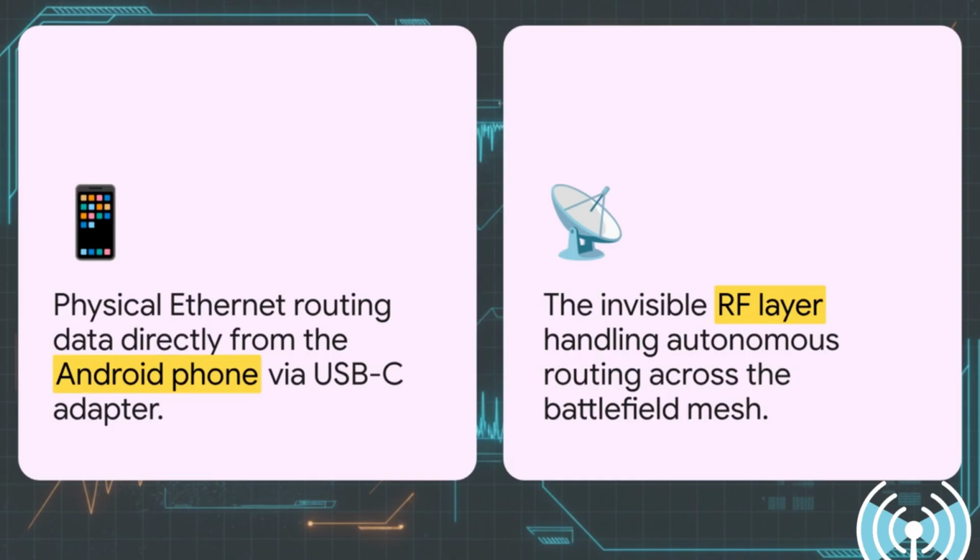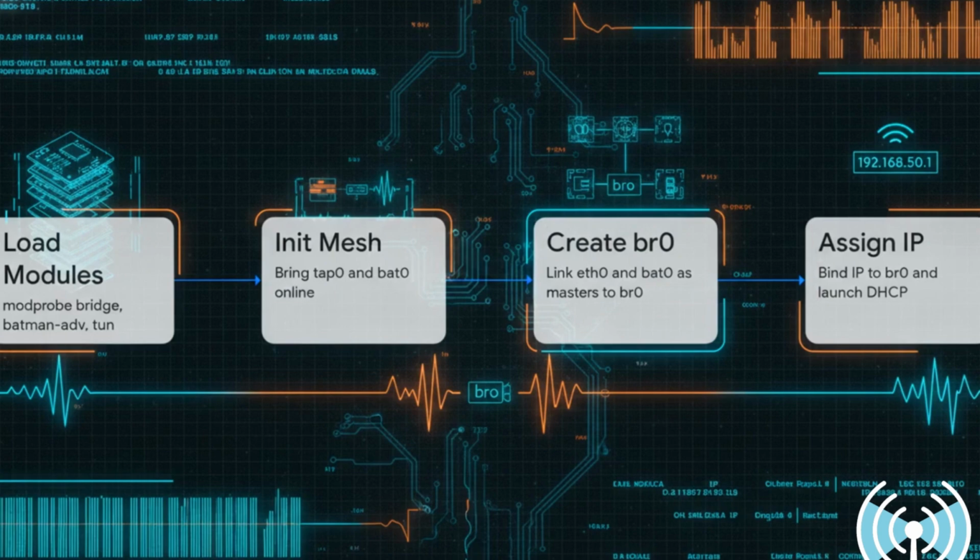Our goal here is to create a software bridge between these two distinct interfaces. We don't just want the phone talking to the board, we want it to become a fully integrated node on the entire mesh subnet. To build that bridge, you'll execute this exact 4-step sequence directly on the Zynq-7020 node. First, load the essential modules with ModProbe. Second, initialize the mesh by bringing TAP0 and BAT0 online. Third, create a local bridge interface.